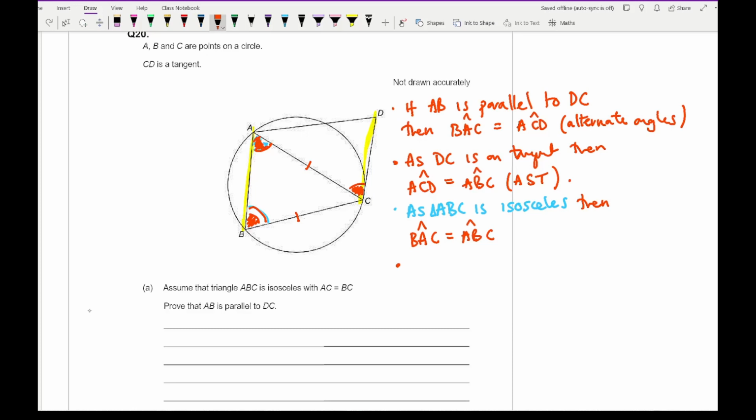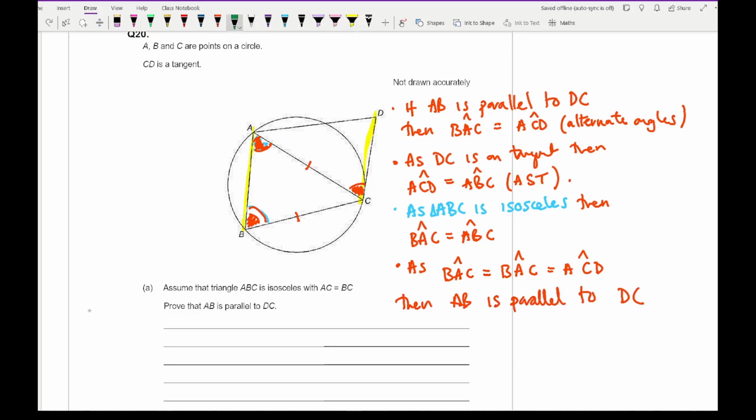So therefore, if that's also going to be orange and this angle is going to be orange, then as BAC is equal to ABC, which is also equal to ACD, then AB is parallel to DC. And again, let me just reiterate what that basically means.